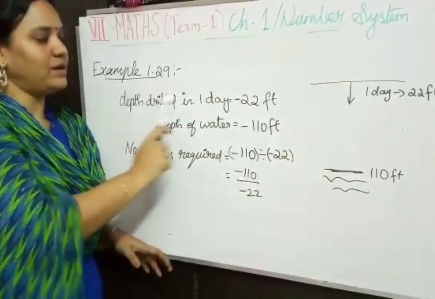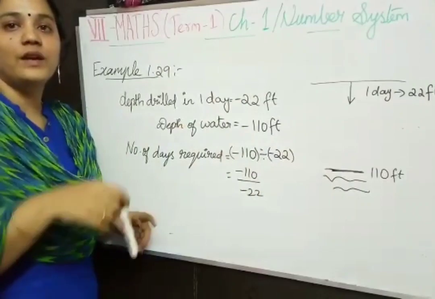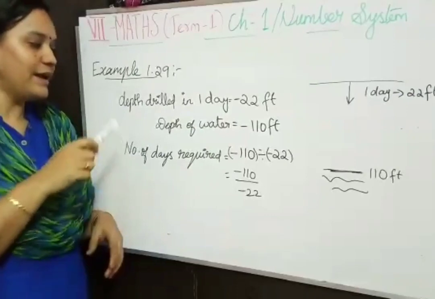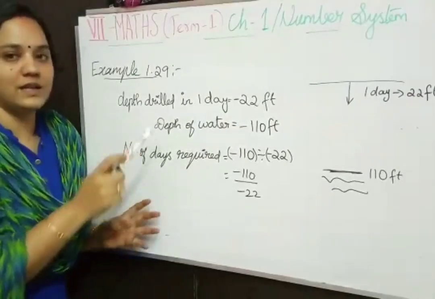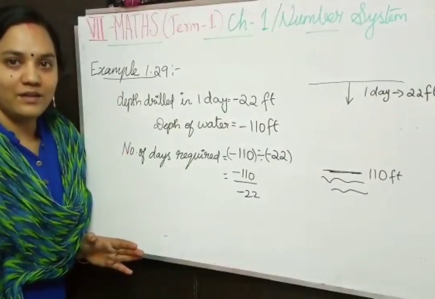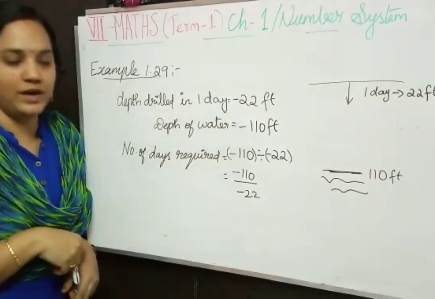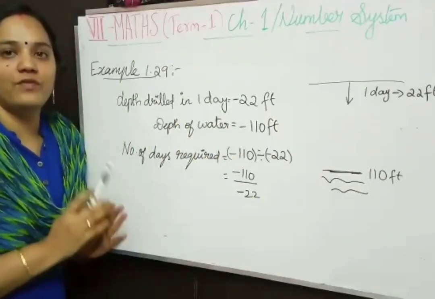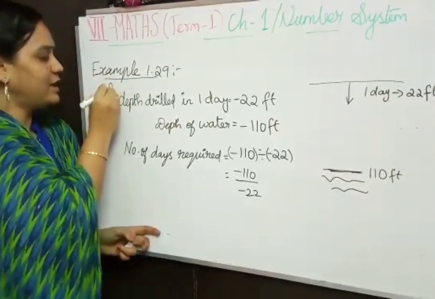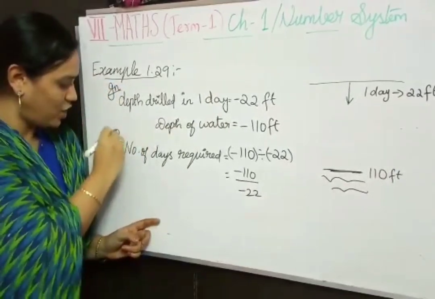Depth drilled in 1 day: how much depth do they go in 1 day? They are drilling 22 feet under the ground, so we are taking that as -22 feet. Next, depth of water. Water is at a depth of 110 feet under the earth, right? So we mention it as -110 feet. Finally, we have to find the number of days required. Is it clear? These are the given part.